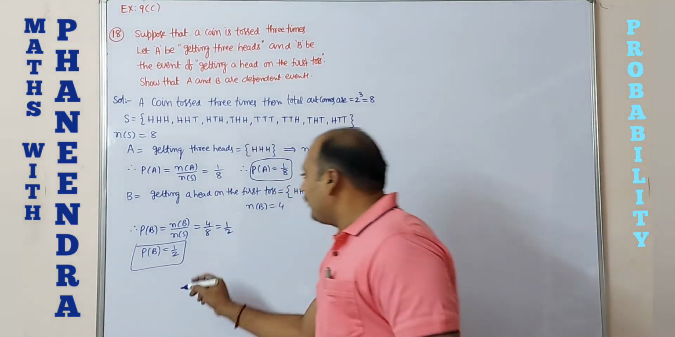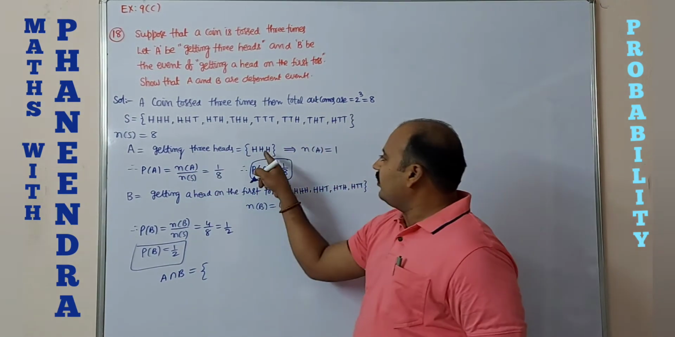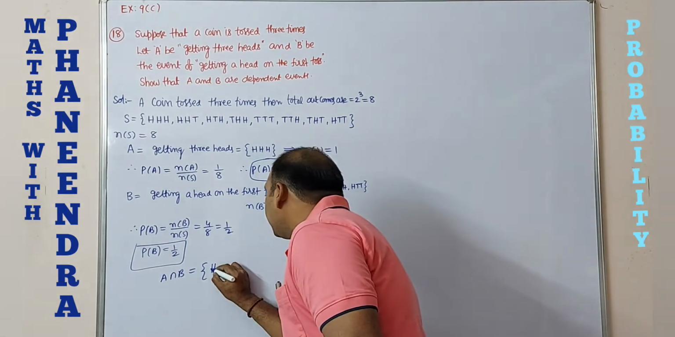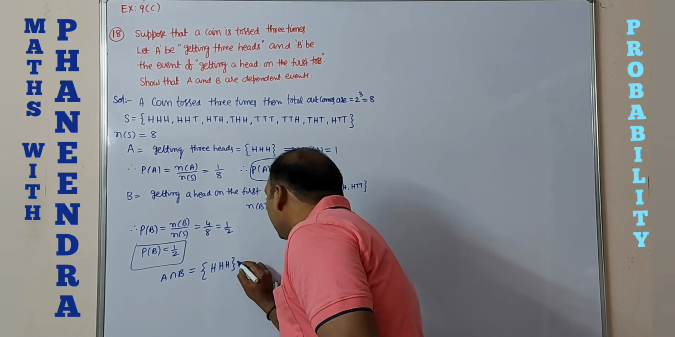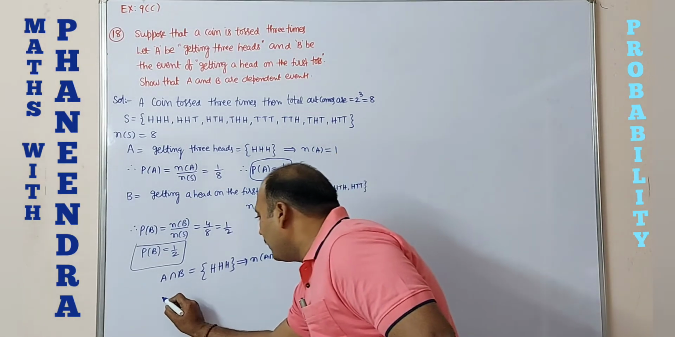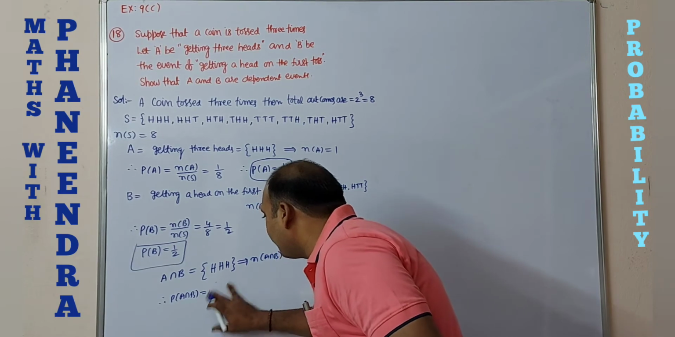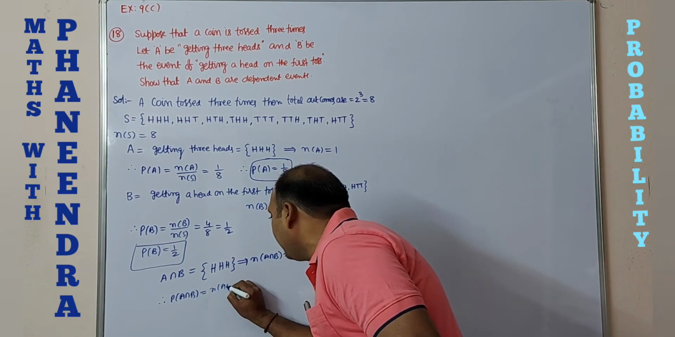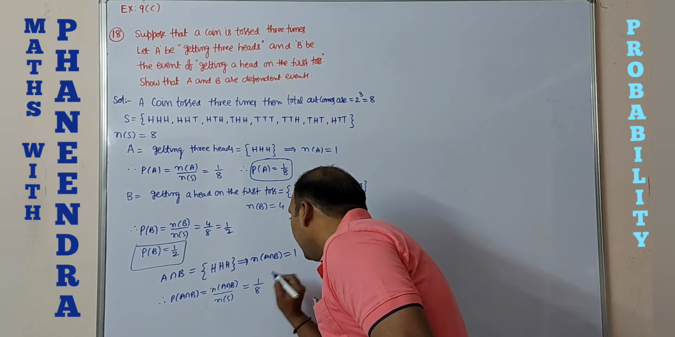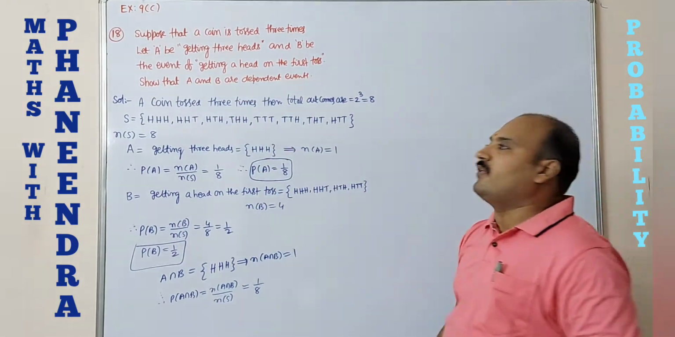Next, A intersection B. What are the common things? A intersection B. So in A, only H, H, H is there. In B also, H, H, H, only one. One is common. H, H, H. So that implies that N of A intersection B is equal to 1. Therefore, the probability of A intersection B, P of A intersection B is equal to N of A intersection B divided by N of S. So 1 by 8.